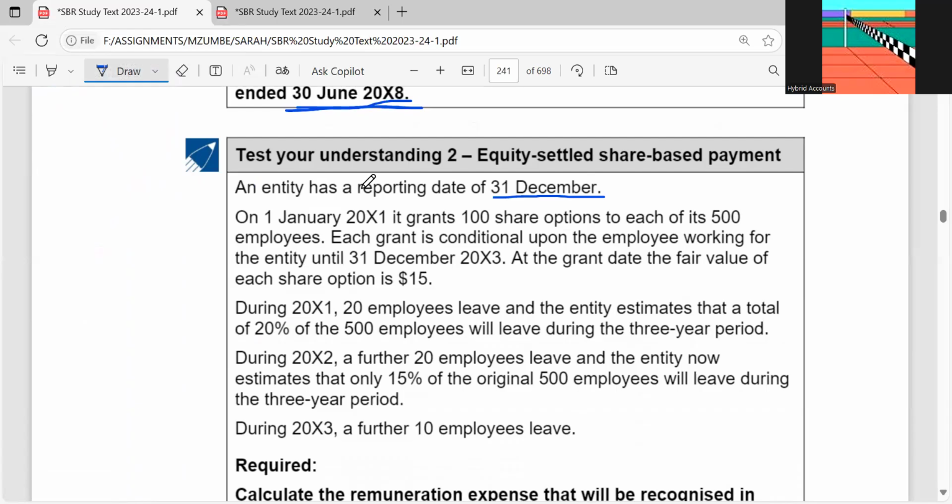A normal one. On 1st January 2021, it grants 100 share options to each of its 500 employees. All right, it gives them the share options. Each grant is conditional now. You do not just have the options, you have to fulfill the conditions. It's conditional upon the employee working for the entity until 31st December 2023. It means the whole of 20x1, the whole of 20x2, as well as the whole of 20x3. So 3 years, right? At the grant date, the fair value of each option is $15.